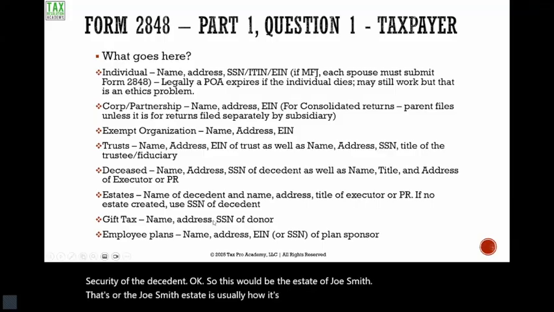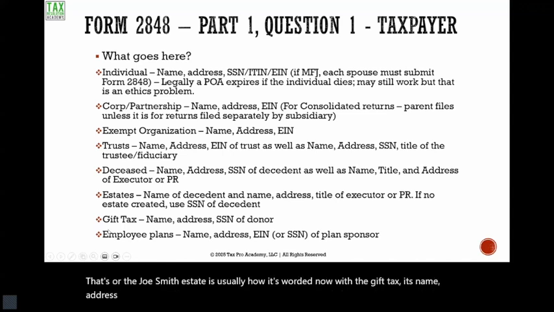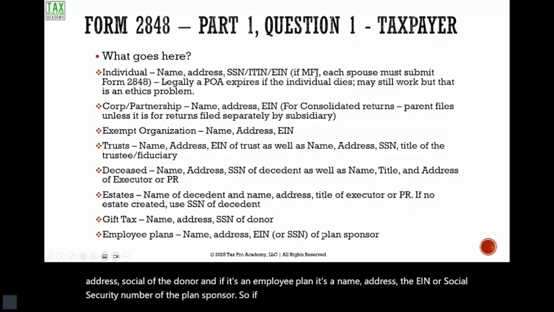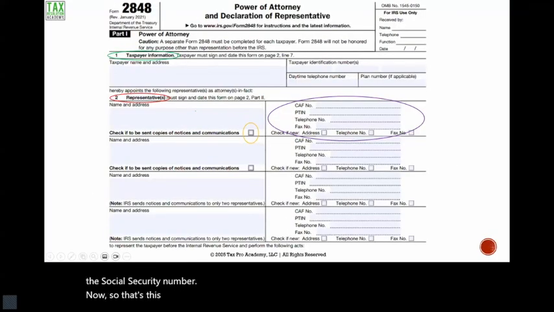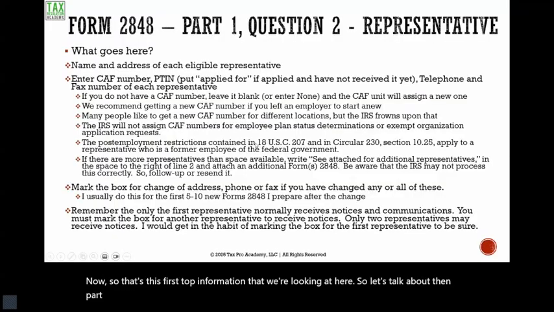Now, if it's a gift tax, it's name, address, social of the donor. And if it's an employee plan, it's the name, address, the EIN or social security number of the plan sponsor. So if it's a sole plan sponsor, then you would use the social security number. Now, that's this first top information that we're looking at here. So let's talk about part 2.